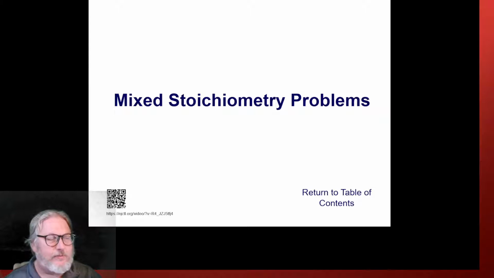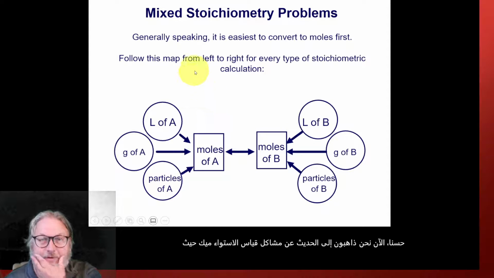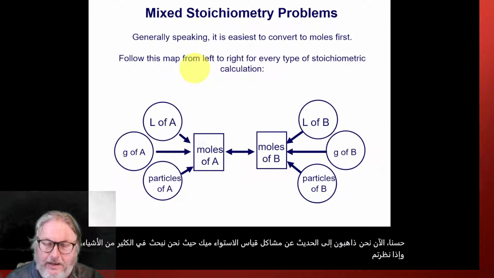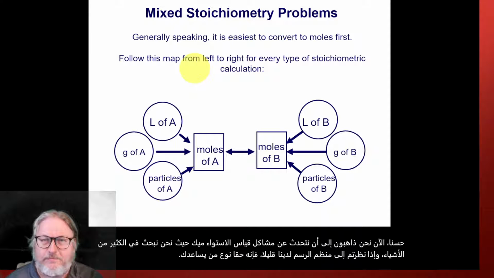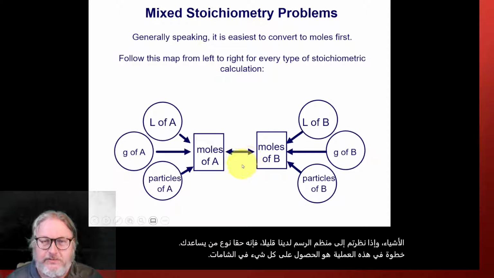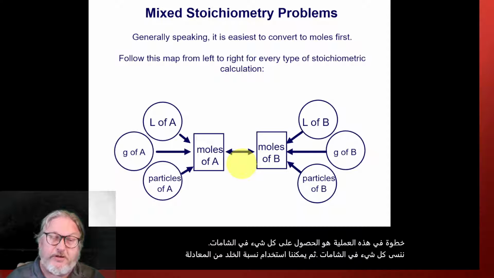Okay, so now we're going to be talking about mixed stoichiometry problems where we're looking at a lot of things. And if you look at our little graphic organizer, it really sort of helps you. Our first step in the process is to get everything into moles. If we get everything into moles, then we can use that mole ratio from the balanced equation to get the moles of the unknown, or what we're looking for.